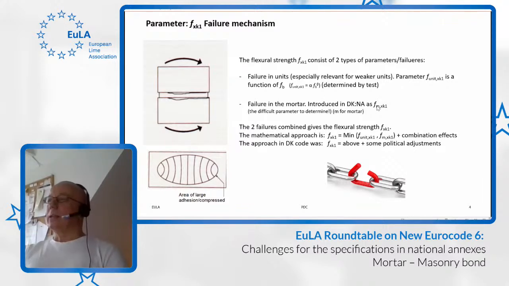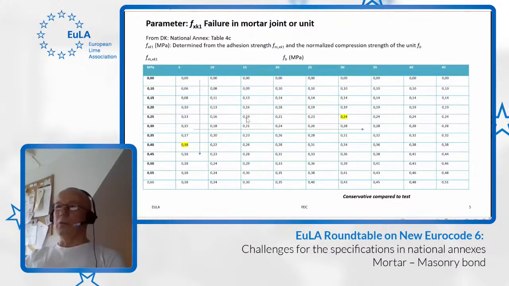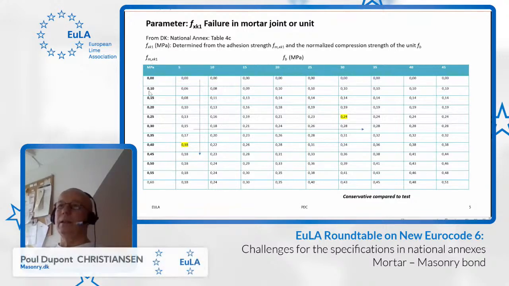In our national annex, we have introduced a new parameter, that is the flexural strength in the mortar, Fmxk1. And that is actually the difficult parameter to determine, and that is actually the adhesion. We'll come to that later, but to see how Fxk1 is determined in our national annex, we have this table here. And there we have the flexural strength in the unit. It goes like this and this.